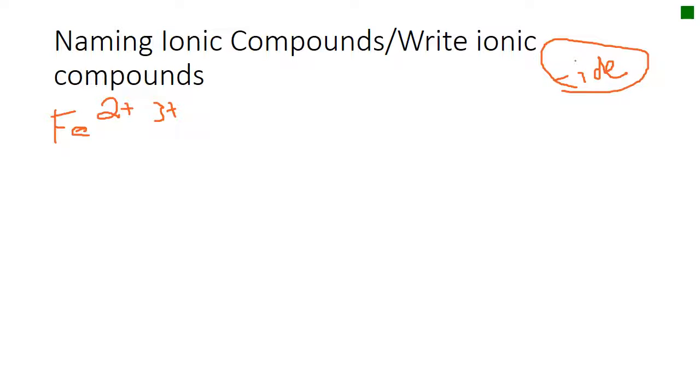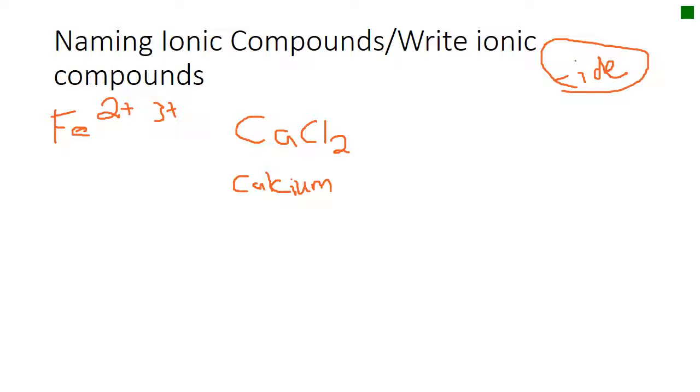For example, and I went over this example in class, if I have calcium and chlorine together, I look at my periodic table and identify calcium as a metal and chlorine as a non-metal. So number one, the first name is always the metal. I'm going to write down calcium.